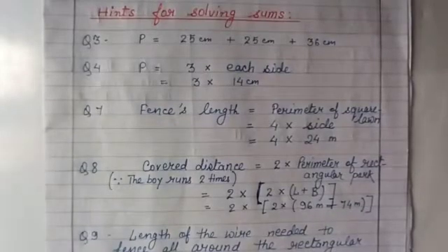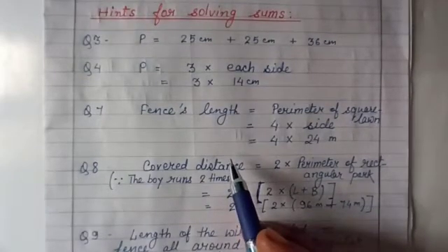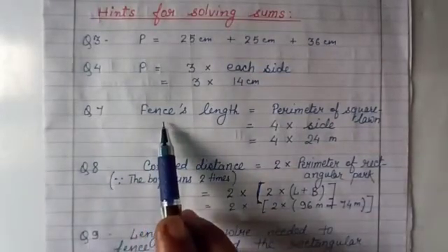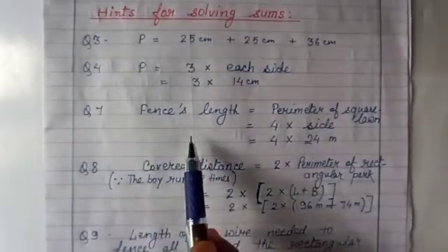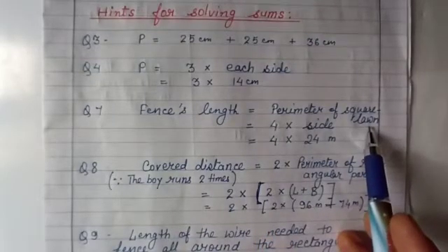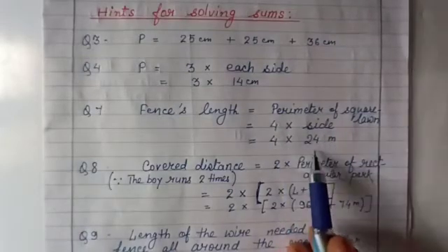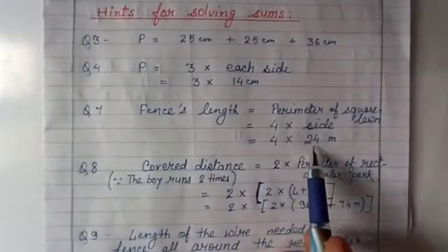Similarly in question number 7, it is given that the side of a square lawn is 24 meters. Find the length of the fence around it. We already have discussed it. What is the meaning of the fence? Fence is the total length of the boundary, and total length of the boundary means the perimeter of the square lawn. If the lawn is square shaped, the perimeter will be 4 into side. Each side is given as 24 meter. Therefore, the length of the fence should be 4 into 24 meter.